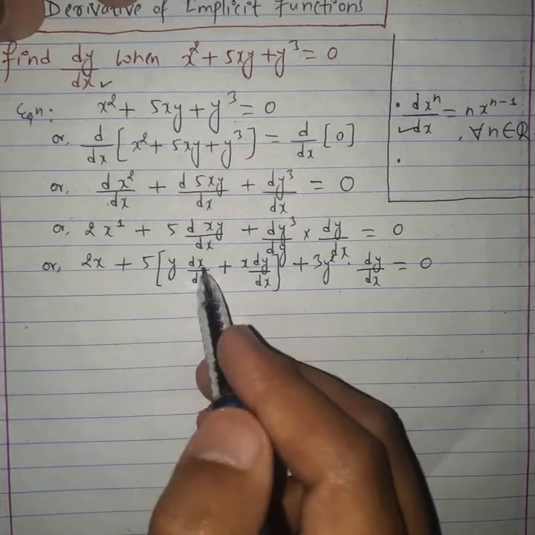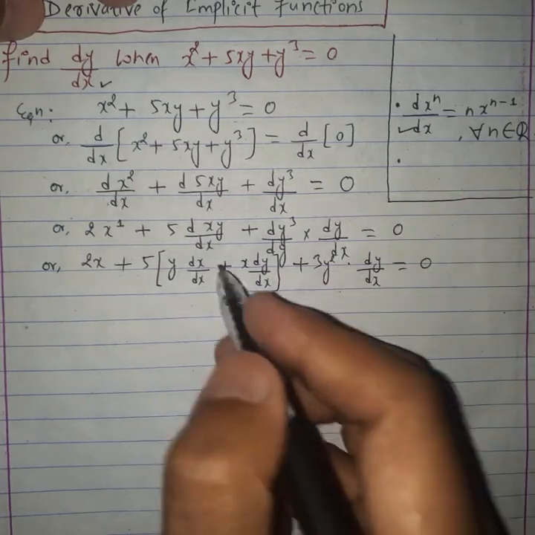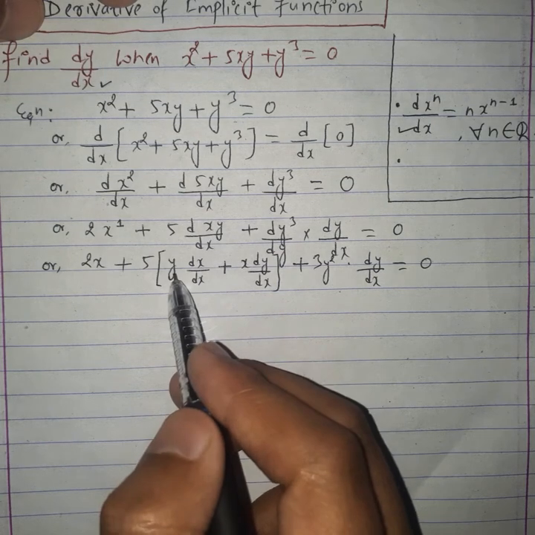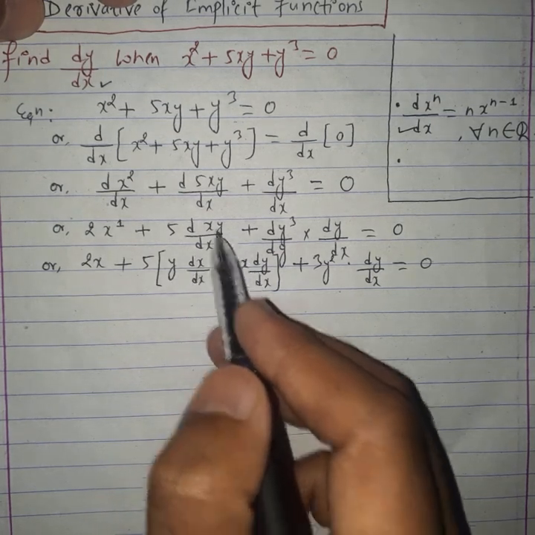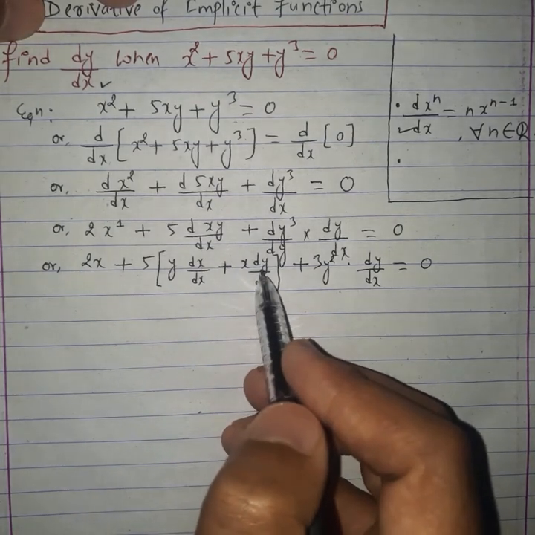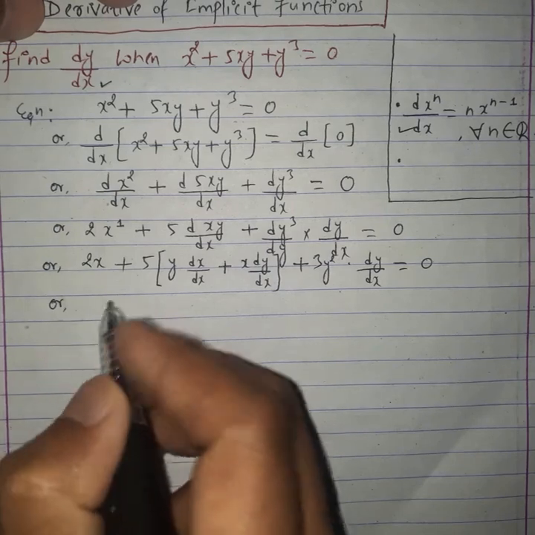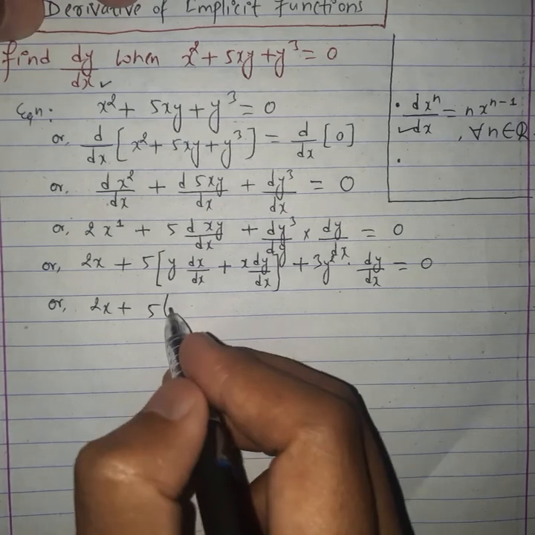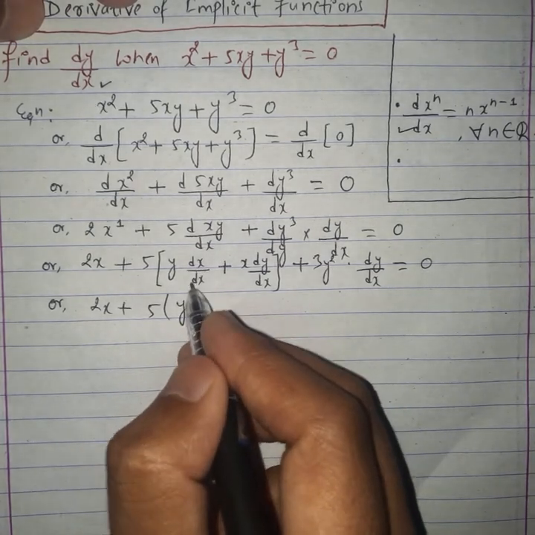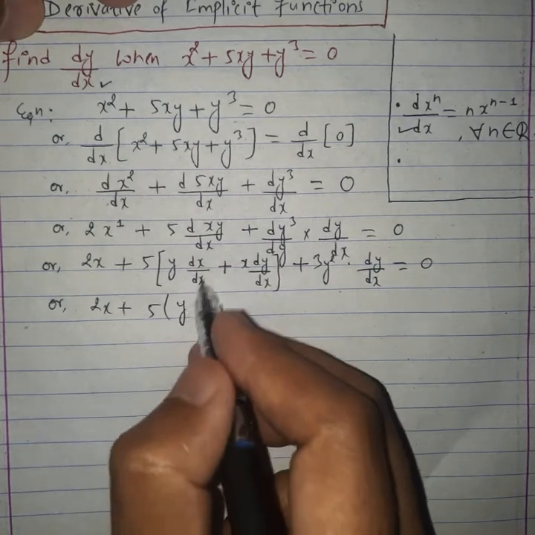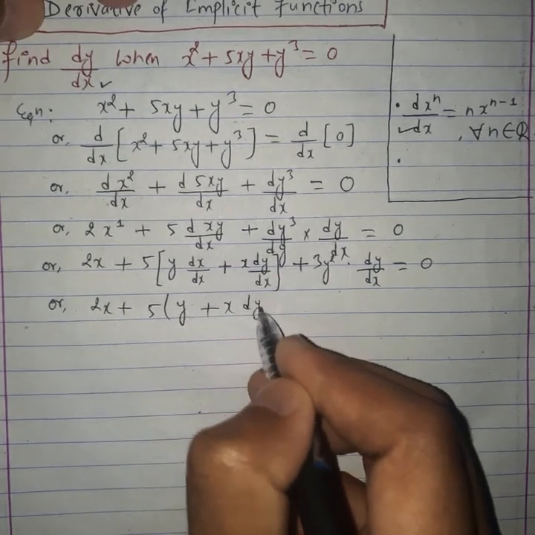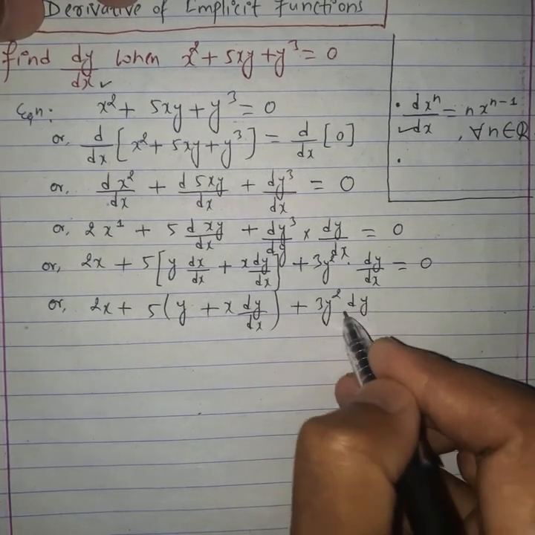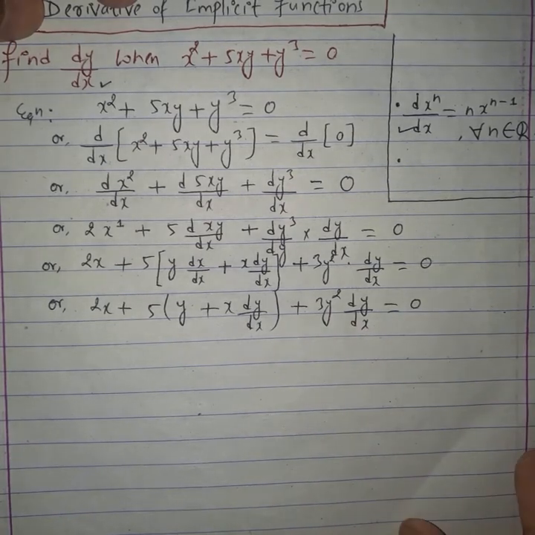Here we use the product rule of the derivative. According to the product rule, we have to first take one variable. Here y is taken first and the derivative of the remaining, plus, and then turn of the other variable x times the derivative of the remaining. This is equal to 2x plus 5 times, here the derivative of a function with respect to the same function is always 1. This is just 1 plus x times dy over dx, plus 3y square times dy over dx, is equal to 0.